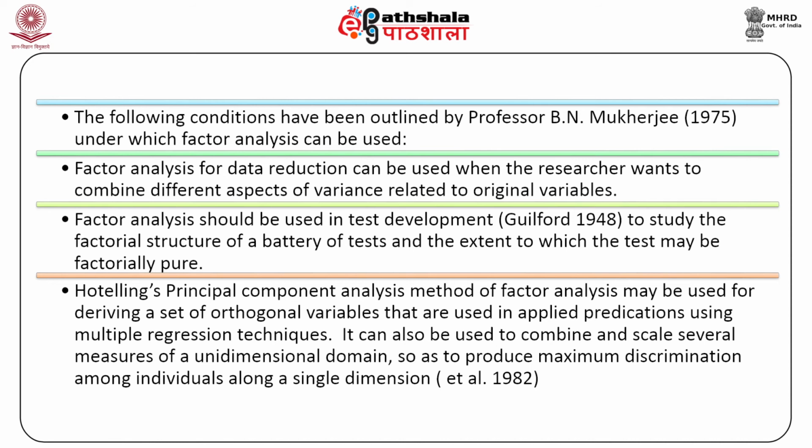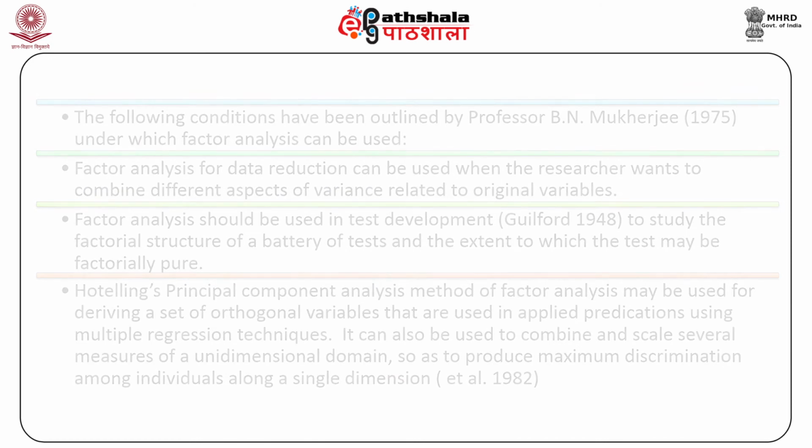Hotelling's principal component analysis method of factor analysis may be used for deriving a set of orthogonal variables that are used in applied predictions using multiple regression techniques. It can also be used to combine and scale several measures of a unidimensional domain so as to produce maximum discrimination among individuals along a single dimension.